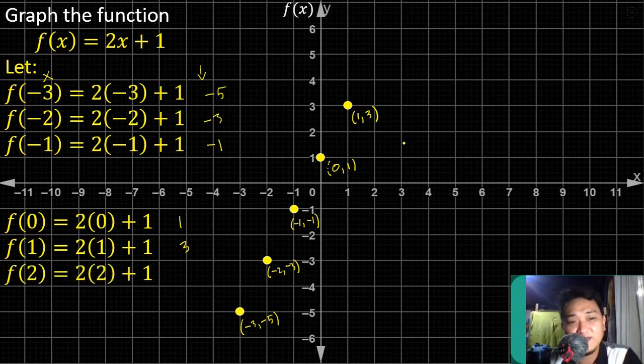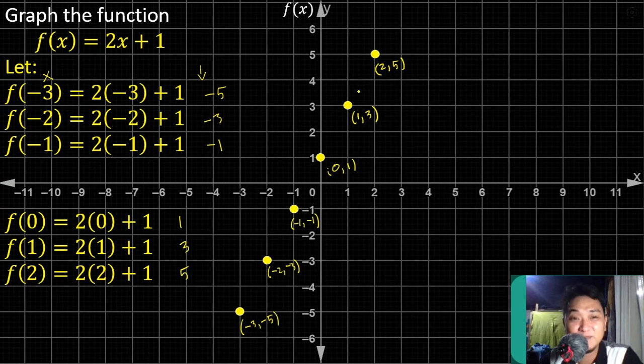Okay, last one na lang ata to. So subukan natin. Let's say the value of x is 2 naman. So f of 2 will be equivalent to 2 times 2 plus 1. 2 times 2 is 4 plus 1, that will be 5. Okay, so the coordinate will be 2 and 5. Yan. So sa tingin ko marami na tayong points. Ang gagawin na lang natin, i-connect na lang po natin sila.